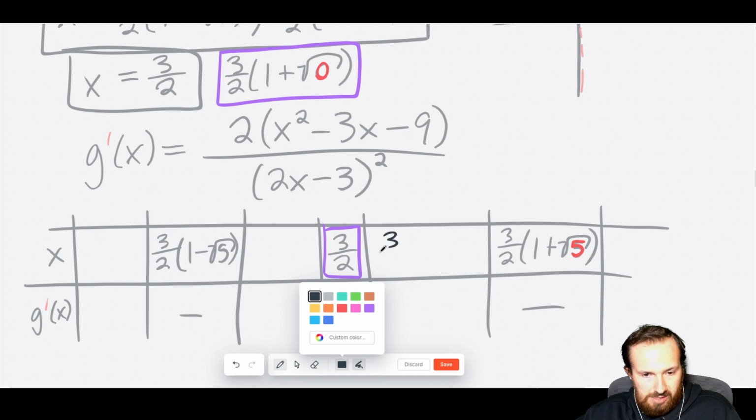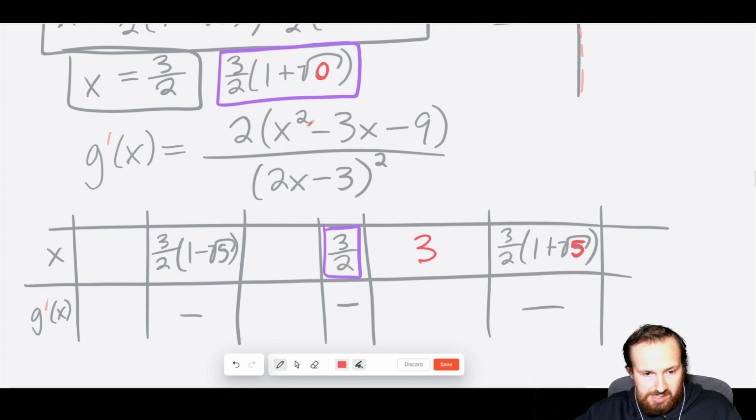So hopefully it makes sense that this will be 3 halves, 1 plus square root of 1. And that is guaranteed to be between this and this because 1 is between 0 and 5. Otherwise, it's the same format. Now if you solve this, what's 1 plus square root of 1? That's 1 plus 1, which is 2. And then 2 divided by 2, well, that's just 1. So hopefully it makes sense that this whole thing simplifies to 3.